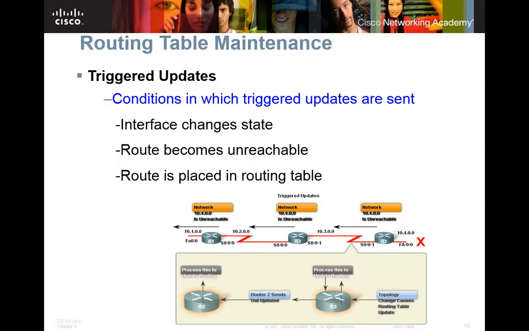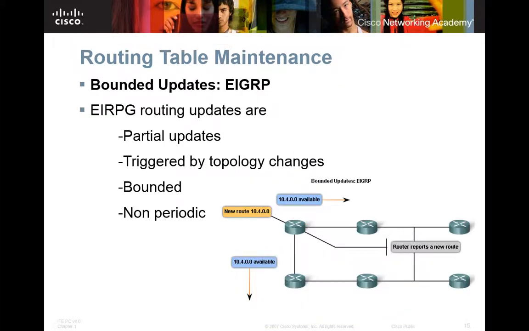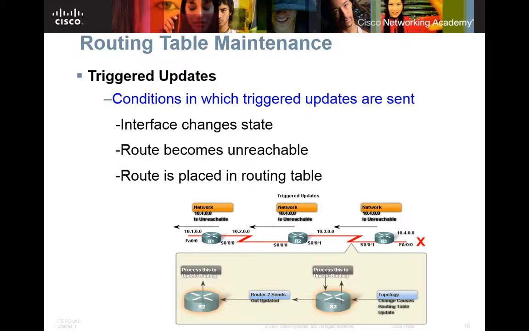Triggered updates. Conditions in which triggered updates are sent. Interface changes their states up or down. Yes, Aaron? Can you go back a slide? They put it wrong on the second part, on the second dot, EIRPG. I think they were thinking military terms, RPGs. All right. Conditions in which triggered updates are sent: when an interface changes states up or down, administratively up or down, a route becomes unreachable. In other words, Cody's not going to answer his phone when I call. A route is placed back into the routing table. Okay.